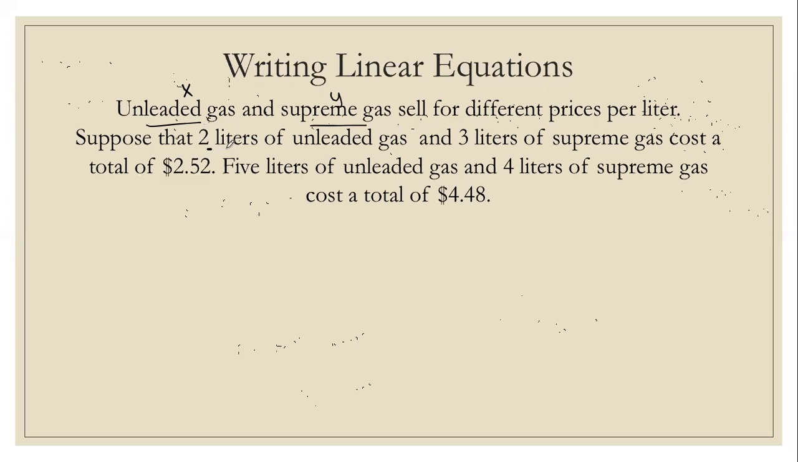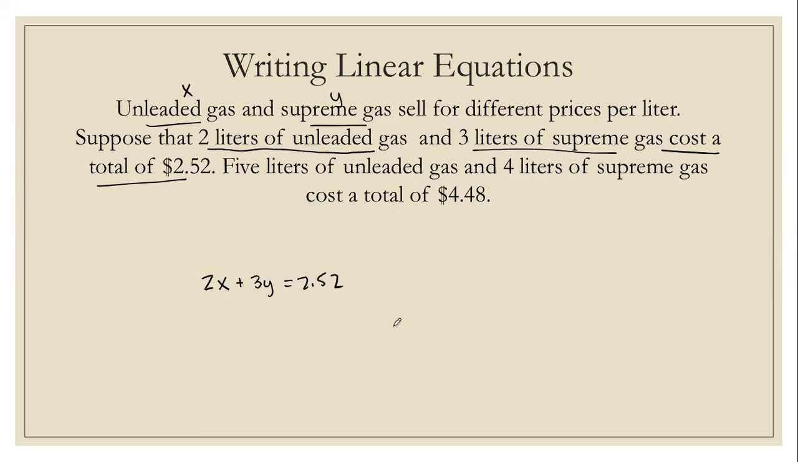Suppose that 2 liters of unleaded gas, pause, 2 liters of unleaded gas. What variable did I say unleaded gas was? X. So what could I write for this part right here? 2x, right? 2 liters of unleaded gas. And 3 liters of supreme gas, 3y, so plus 3y, cost a total of $2.52, equals $2.52. Because 2 liters of unleaded plus 3 liters of supreme costs $2.52.